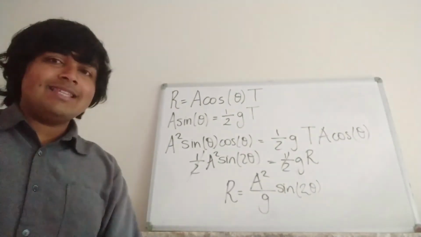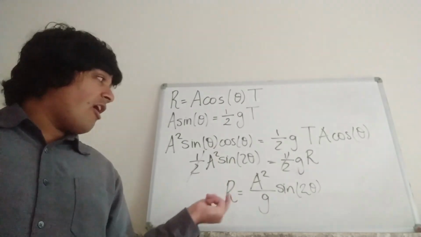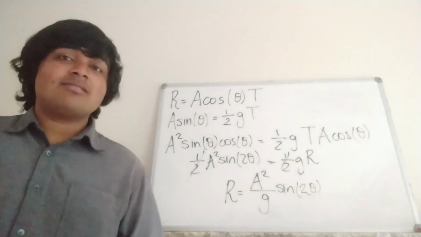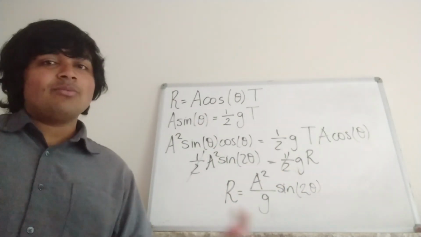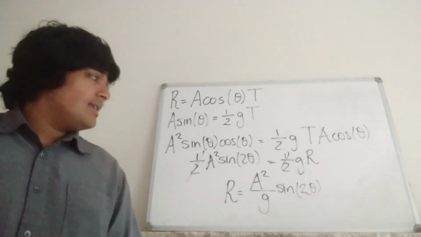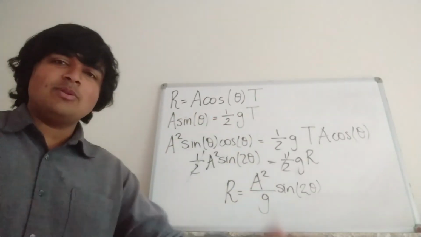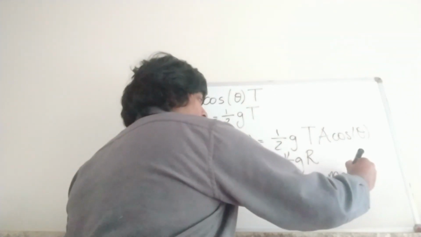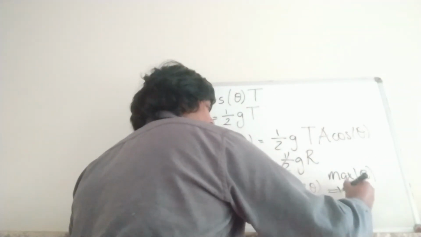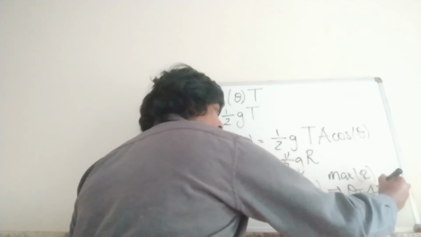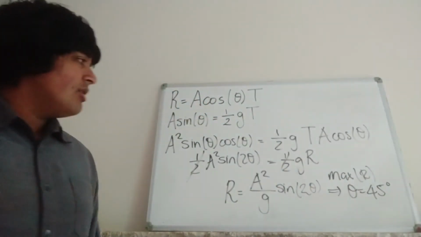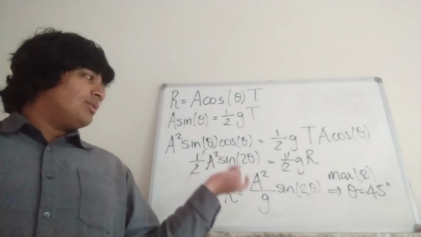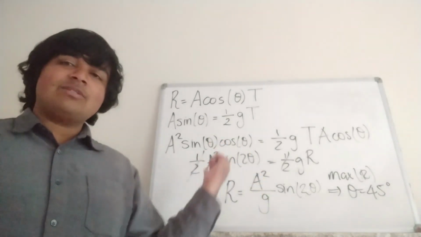So, we want to maximize the value of R, and that's going to be precisely when sine of 2 theta is 1. In other words, when theta is 45 degrees. Because remember, theta from the diagram is between 0 and 90 degrees. So to maximize R, that implies that theta equals 45 degrees, or pi over 4, whichever you prefer. And of course, then we can see that R is going to be just A squared over G.